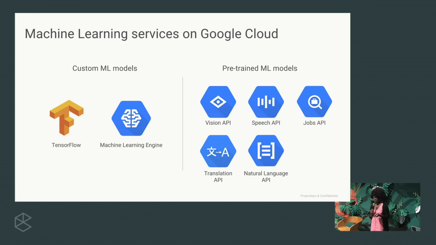So just as far as Google Cloud is concerned in machine learning, the ones on the left, so TensorFlow and Machine Learning Engine, these are the custom ML models. These are the models that you need data for. And then the ones on the right, they're the pre-trained models that you can start using today because they run based on existing models that Google has created already. So these are what I'll talk about now.